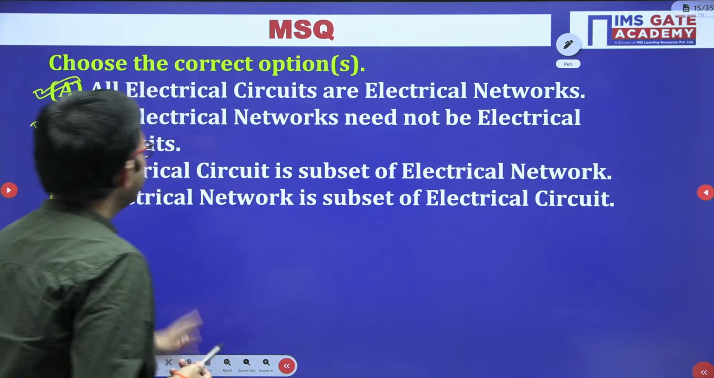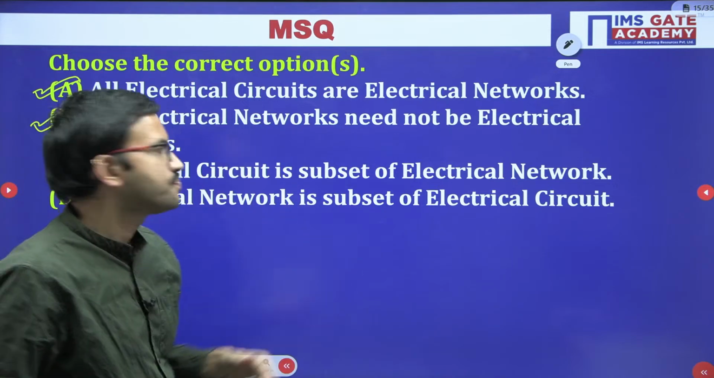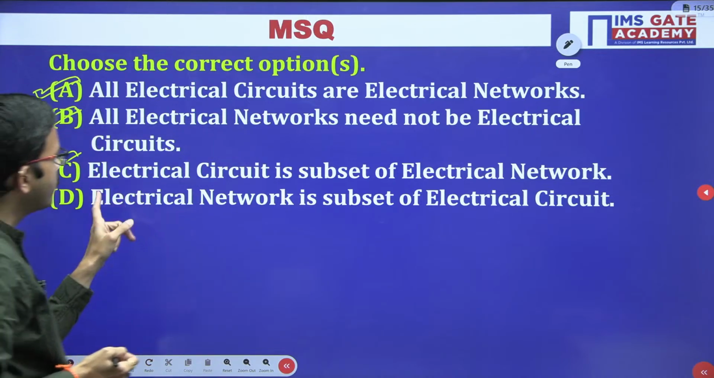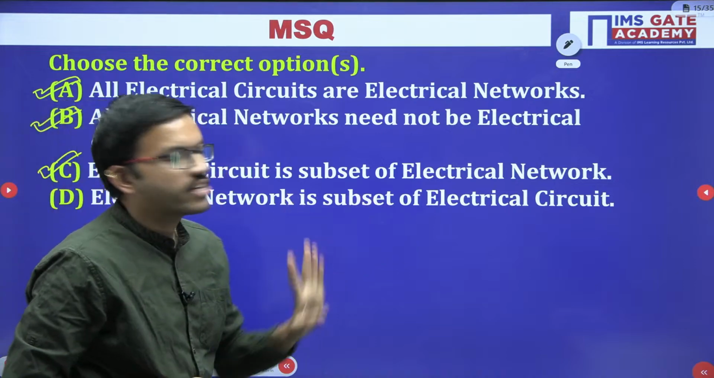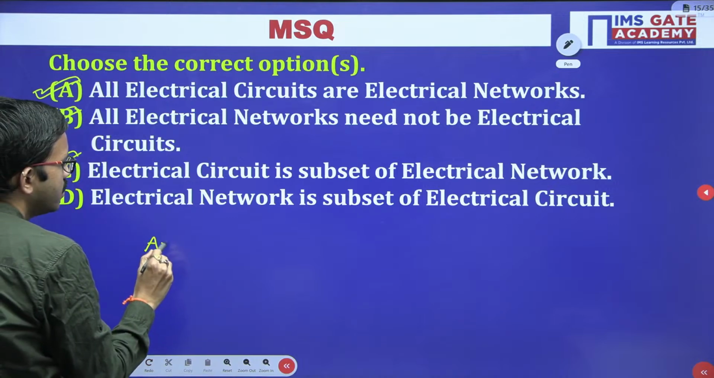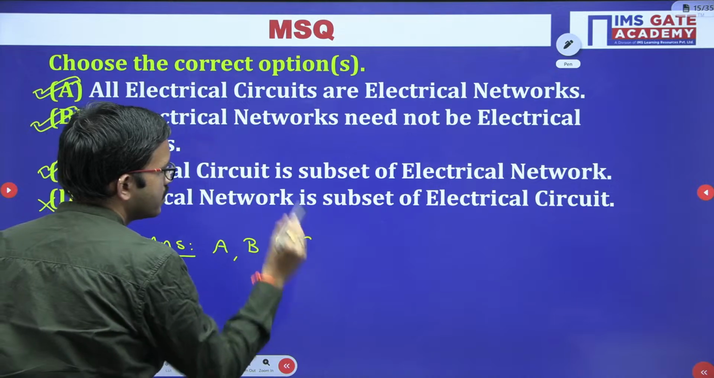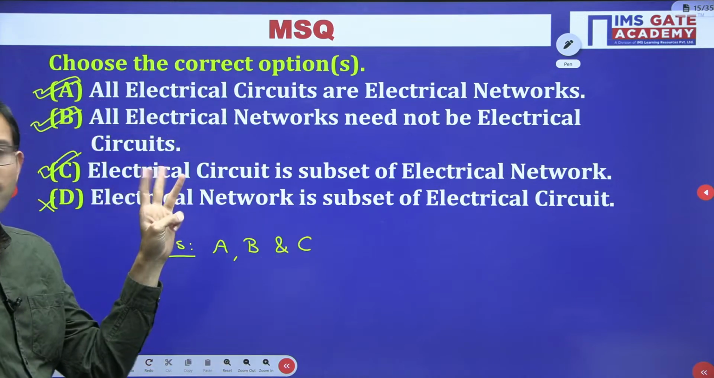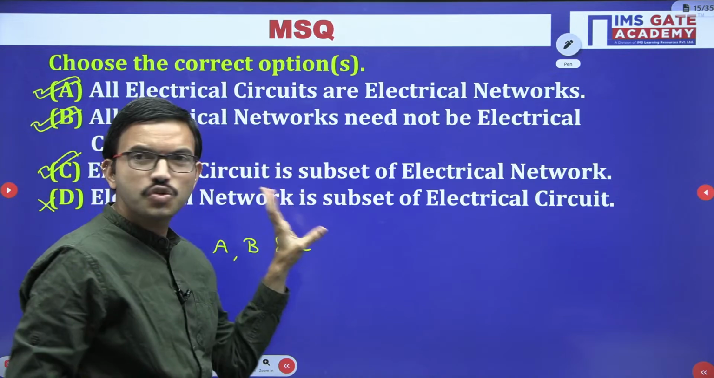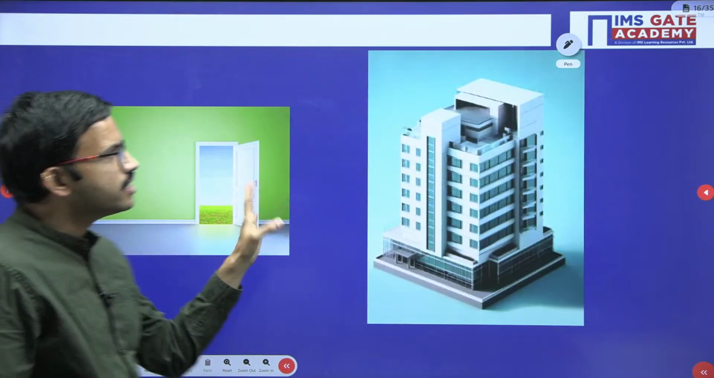See here, electric circuit is a subset of electric network. Whether this is correct? Yes, obviously this is correct. Obviously the last one, when you read, electrical network is a subset of electric circuit, that is wrong. So for this question, only three choices are correct, A, B and C. Regarding the third statement, option C, in order to get more clarity, I am showing the next slide. With the help of this slide, you will get the clarity.